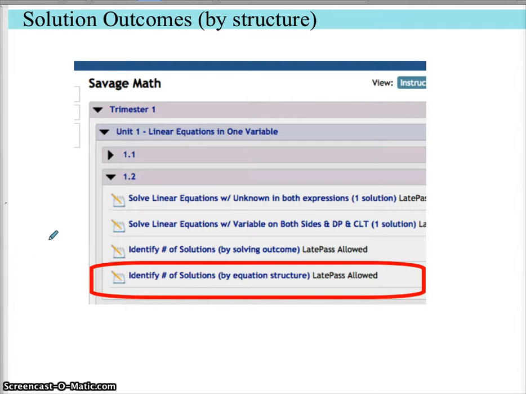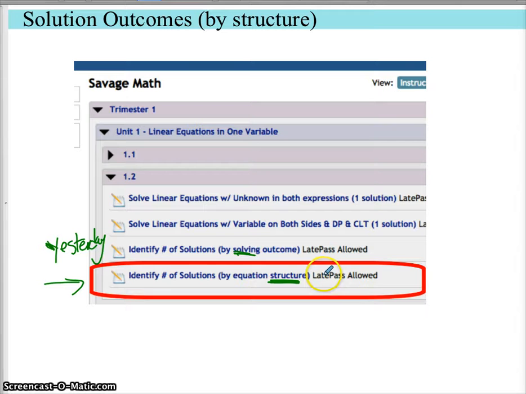This is the one from yesterday. Hopefully you finished that. If not, what I'd like you to do is start with the one for today, and if you're finished with the one for today where you're solving by structure, go back and do the one by just solving. Okay, get your practice done.